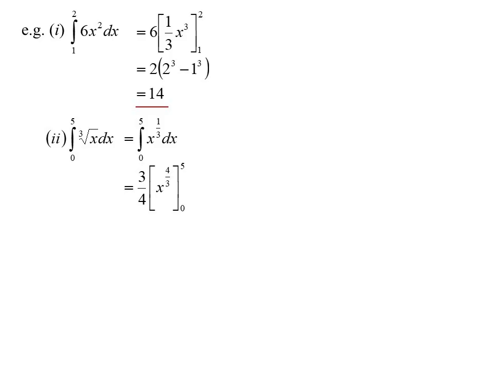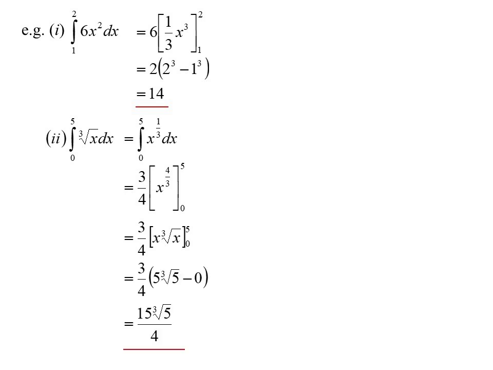If I want the exact one, that's where going back to surd form becomes useful. So it'll be x times the cube root of x. I end up with 15 times the cube root of 5 over 4.